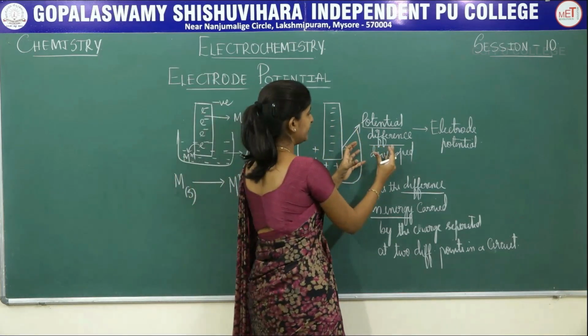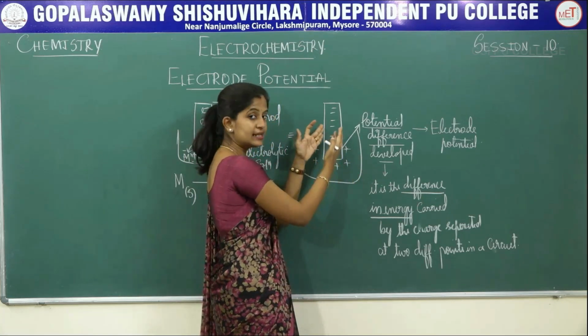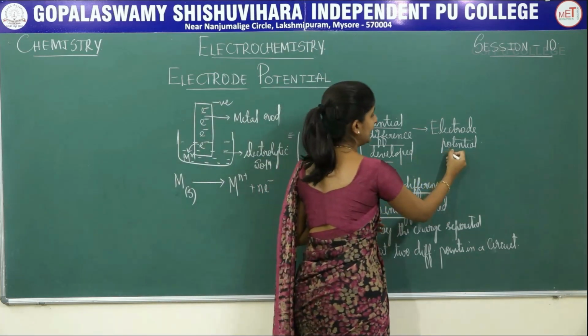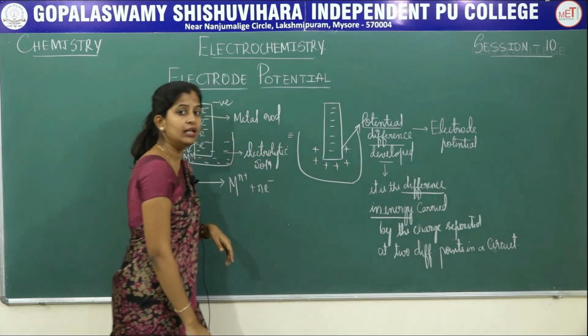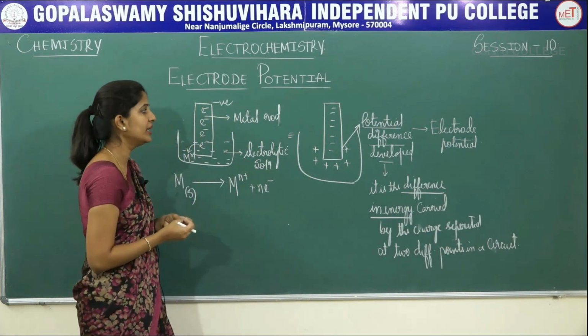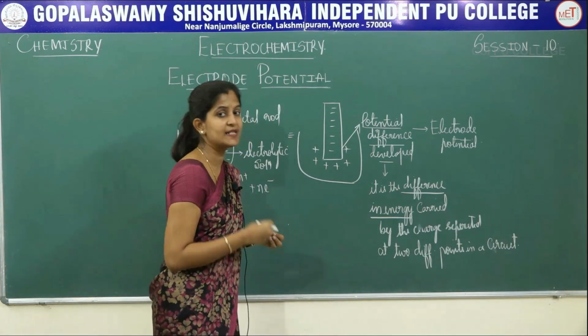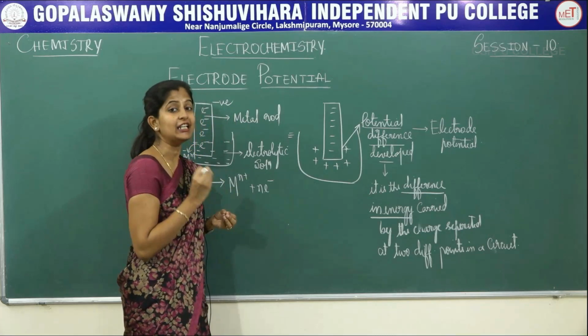So, this potential difference developed between the electrode and the electrolyte, when an electrode is dipped in an electrolyte, is called your electrode potential. It is called your electrode potential. So, how can I define electrode potential? Simple, it is nothing but the potential difference developed when an electrode is dipped in an electrolyte at equilibrium.